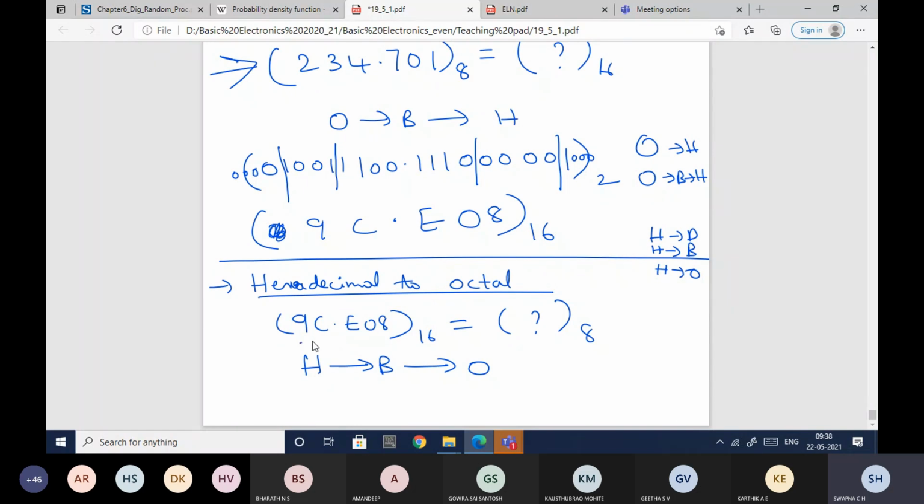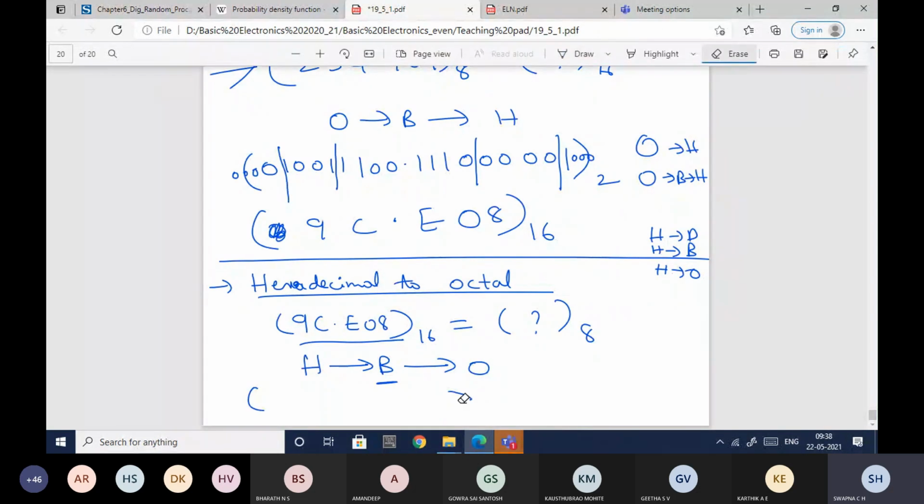Hexadecimal to binary. This is my hexadecimal number, and I need to convert it to binary first. When converting hexadecimal to binary, each digit should be split into 4 bits. So 9 is 1001. C is 12, so 8421, 8 plus 4 is 12, 1100. E is 1110. 0 is four zeros. 8 is 1000. Okay, this is base 2.